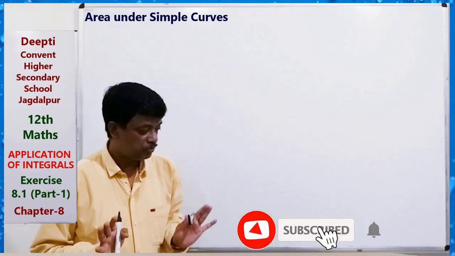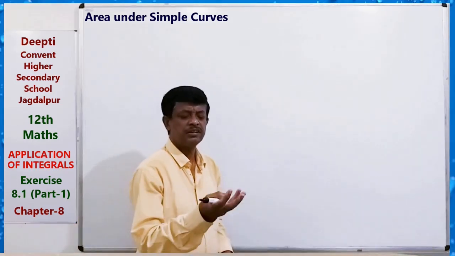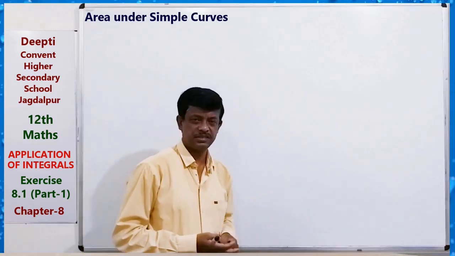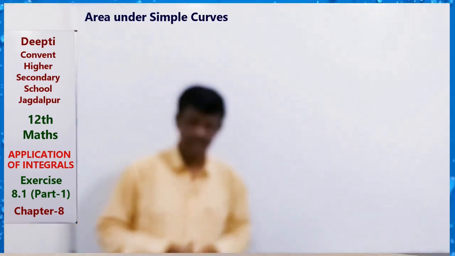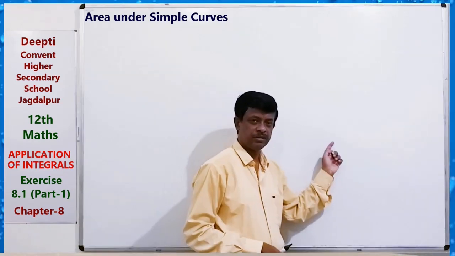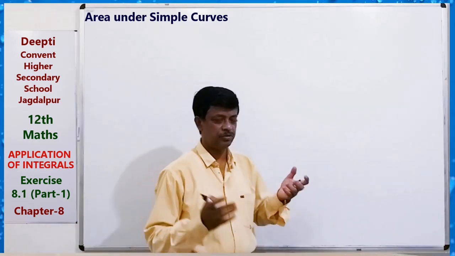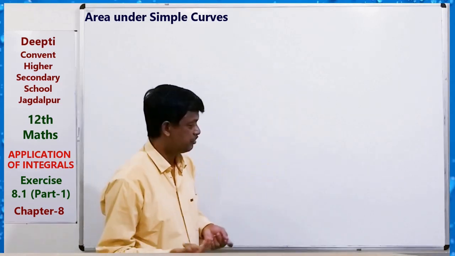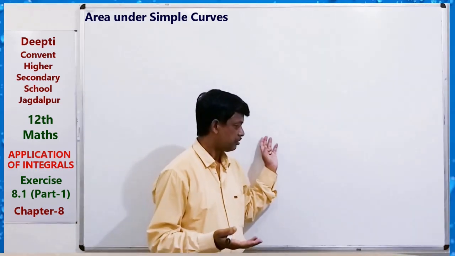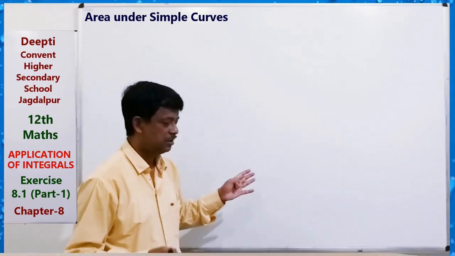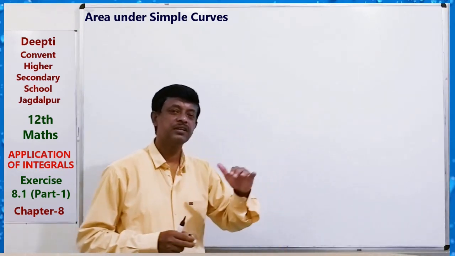Here, we have to study about area under simple curves. Simple curves means straight line, circle, parabola, ellipse. We know from 11th class how to draw a circle, an ellipse, and also a line. How can we draw a line? Identify two points and by connecting them, we can draw a line. We can also draw a parabola, an open curve, and an ellipse and circle, closed curves. These are required for finding area under simple curves.